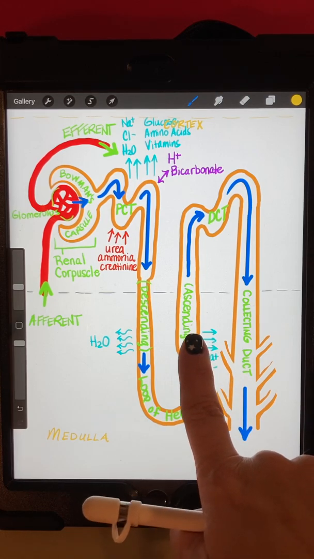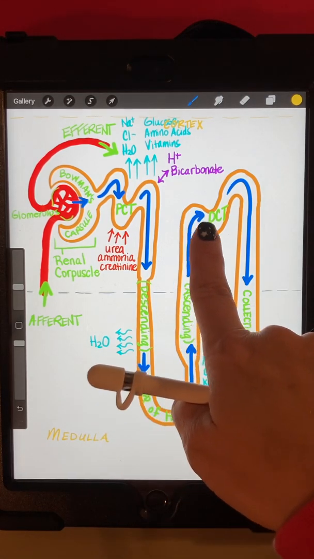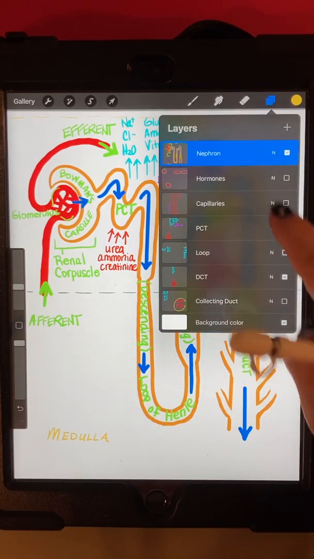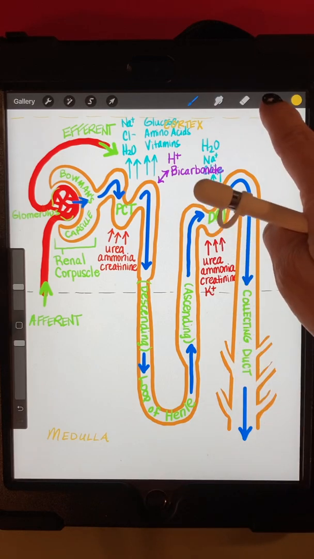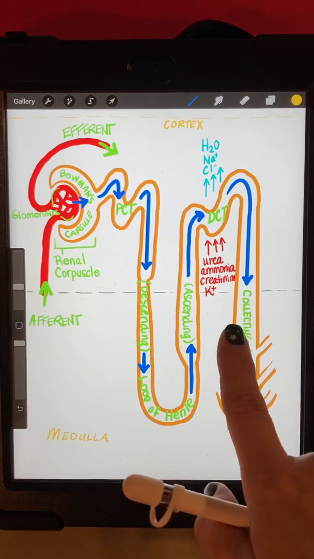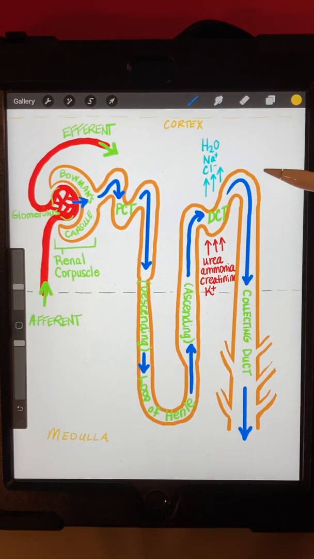All right, so then it's going to go up into the distal convoluted tubule, and that is where some more reabsorption and secretion occurs. So urea, ammonia, creatinine, and potassium are all going to be secreted into the distal convoluted tubule, and then water and sodium and chloride are going to be reabsorbed.